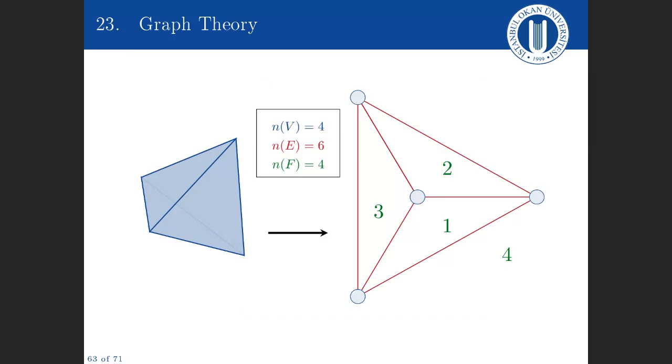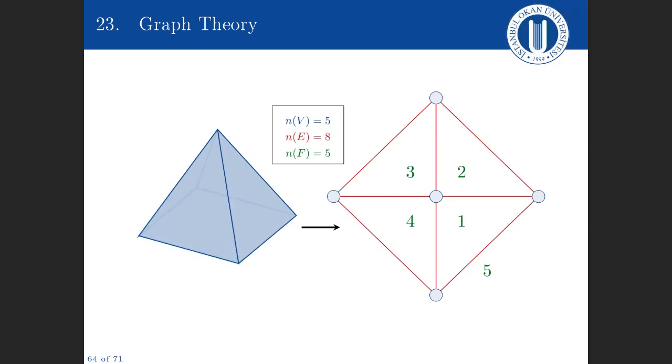I could do the same thing with a tetrahedron. Take one of the faces off and throw it away, and then squash your tetrahedron flat. We still have 4 vertices, we still have 6 edges, and if we count the outside as the missing face, we still have 4 faces. We could do it for a pyramid: 5 vertices, 8 edges, 5 faces.